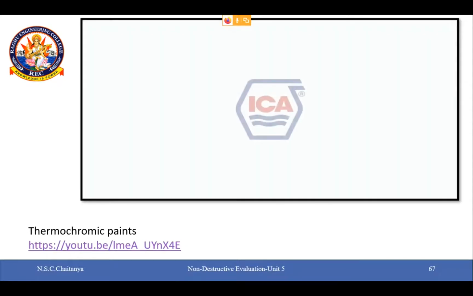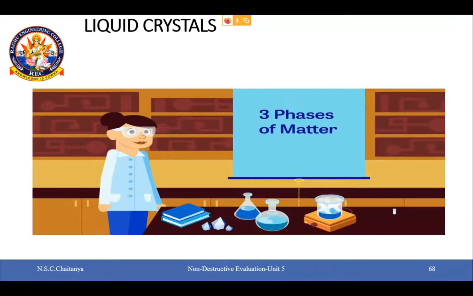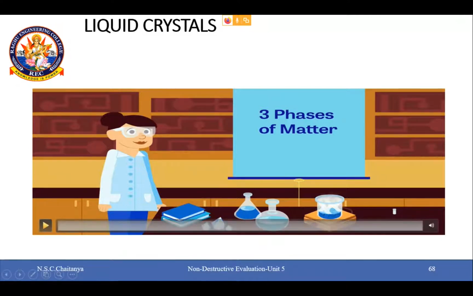I'm going to the next slide. Liquid crystals are a state of matter which has properties between those of conventional liquids and those of solid crystals. Rather than explaining more about this, I want to show a video about liquid crystals. Please listen to this very carefully.